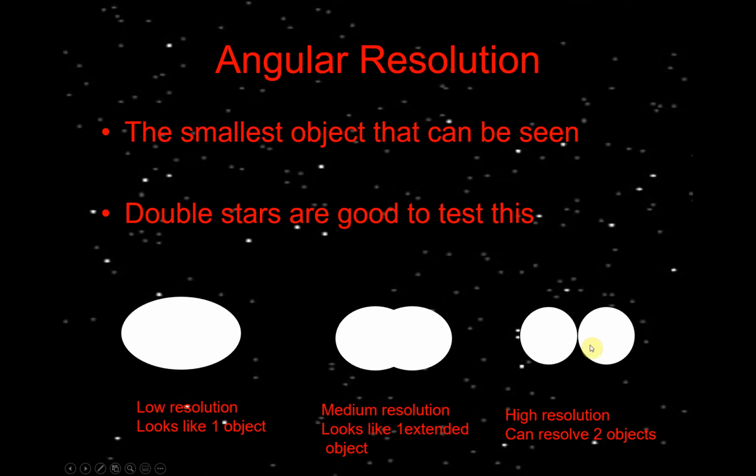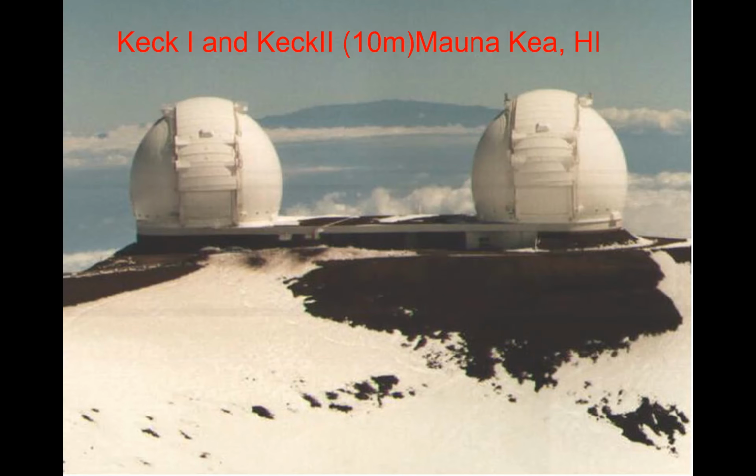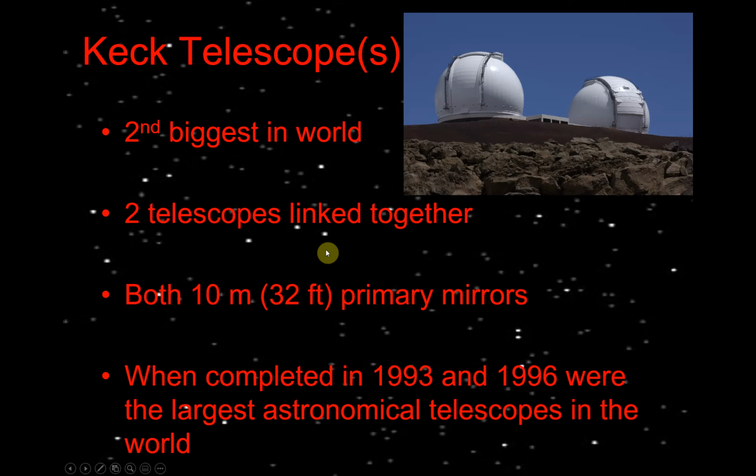Think back to Galileo and his weird Saturn with cup handles on the side. Now, a modern telescope will clearly show you that that is a planet with rings around it. And here's an image of the Gemini North telescope, 8 meters across. And the Keck 1 and Keck 2 telescopes, these are 10 meters across, but can actually be linked together to simulate a much bigger telescope. The Keck telescope is about the second and maybe third biggest in the world at this point.